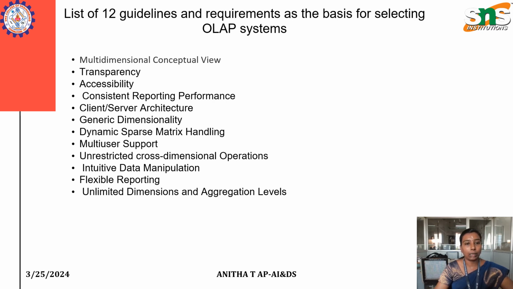Next, coming to generic dimensionality, an OLAP method should treat each dimension as equivalent in both structure and operational capabilities. Dynamic sparse matrix handling: adapt the physical schema to the specific analytical model being created and loaded, that optimizes sparse matrix handling. While encountering a sparse matrix, the system must be able to adapt dynamically. Next, coming to multi-user support, OLAP tools must provide concurrent data access, data integrity, and access security.